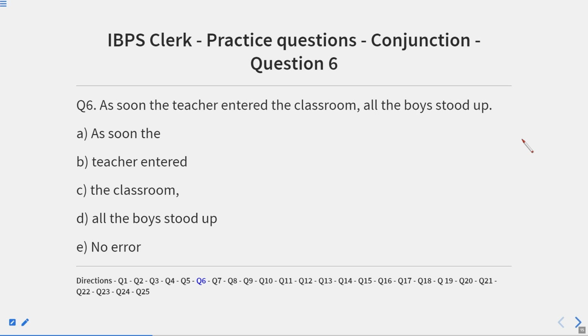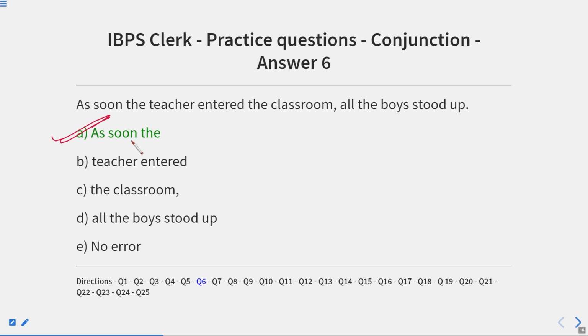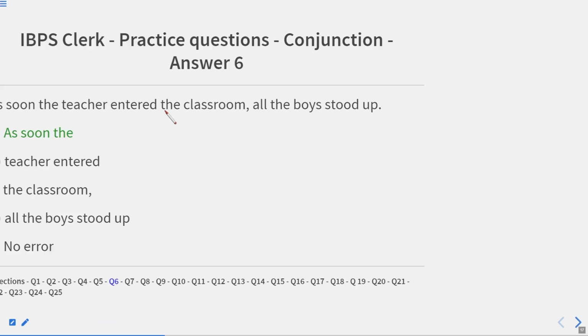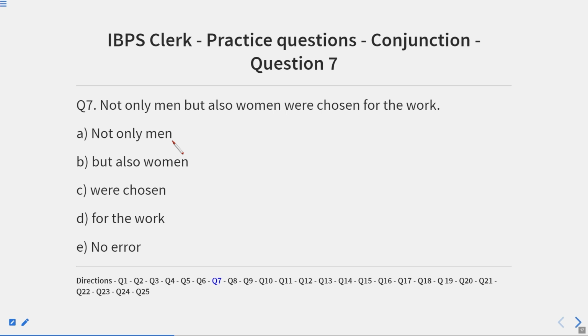As soon as means, you can say, possibly the time that this action happened, or this action took place. So this as soon is incorrect over here. So our answer is A, where as soon as should be written. As soon as the teacher entered the classroom, the boys stood up. Or all the boys stood up. So here as soon as will come, or this as soon should be replaced with the phrase as soon as. Now let us move to the next one. Or as soon as means as quickly as.